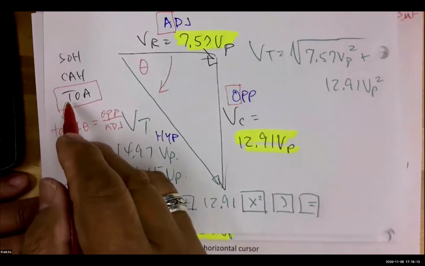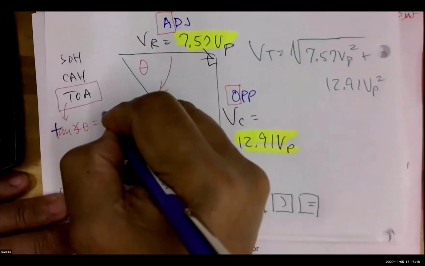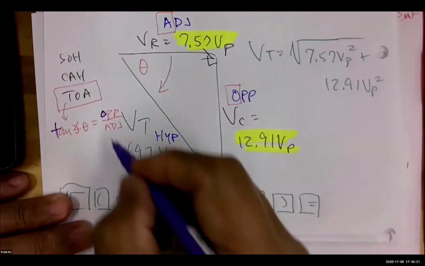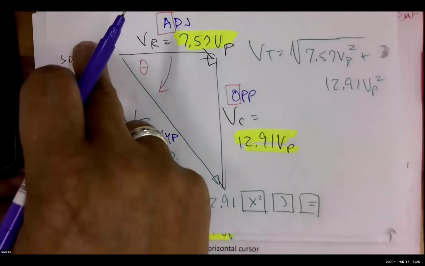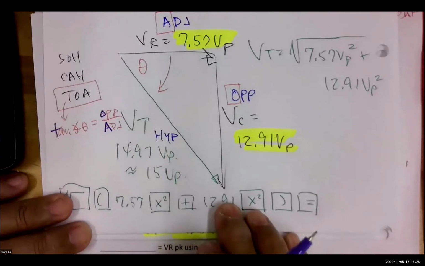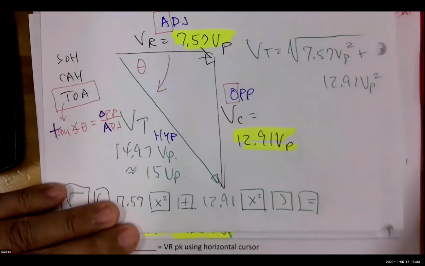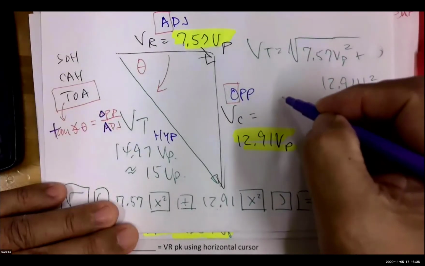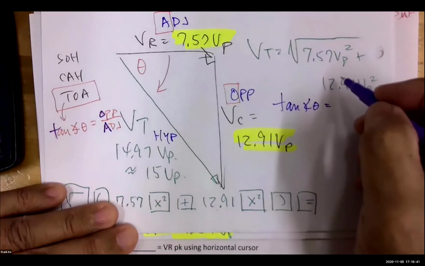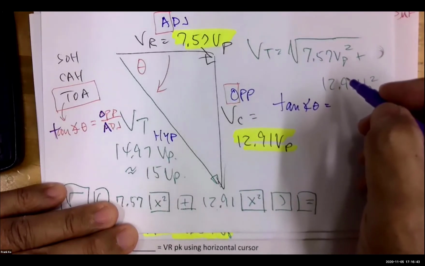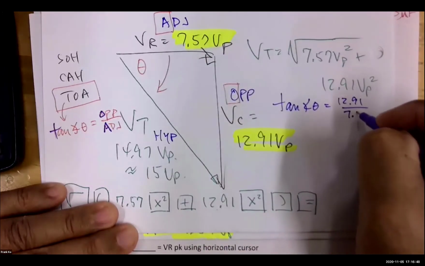So just looking at the letters TOA, we have a T for tangent, an O for opposite in the numerator, and an A for adjacent in the denominator. So using the mnemonic SOH CAH TOA helps you very quickly determine which function we're going to use. So tangent of angle theta is equal to opposite, which is 12.91, over adjacent, which is 7.57.